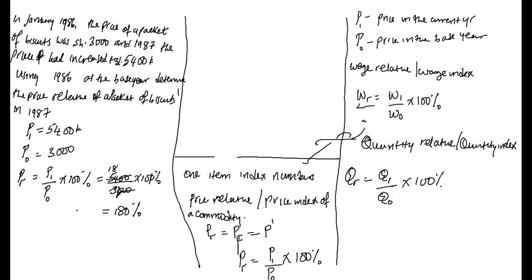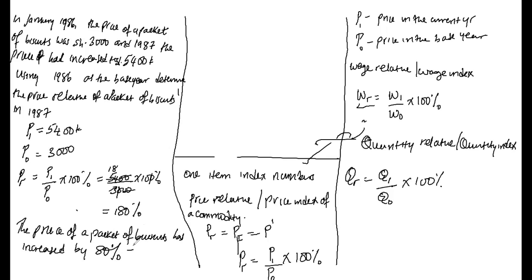Now, sometimes they ask us to comment on the price relative. So how do you comment? You comment by saying the price of a packet of biscuits has increased by 80%. So when they ask you to comment, you give that comment, guys.